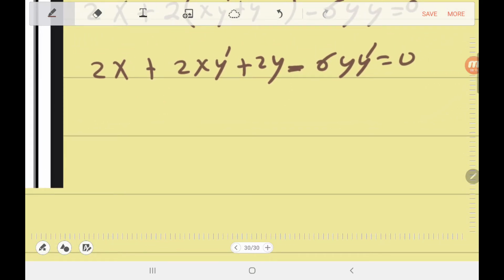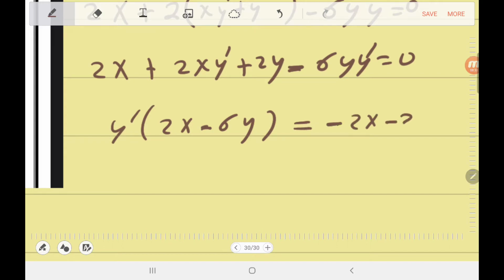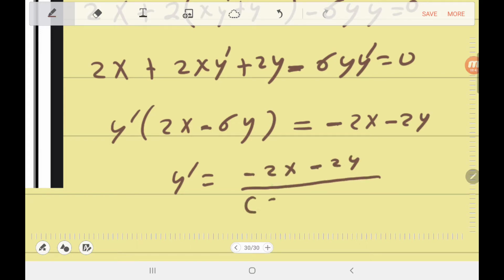So in this case, we will take y prime as common factor, the remaining 2x minus 6y, which is equal to minus 2x minus 2y. So y prime at the end is minus 2x minus 2y all over 2x minus 6y.